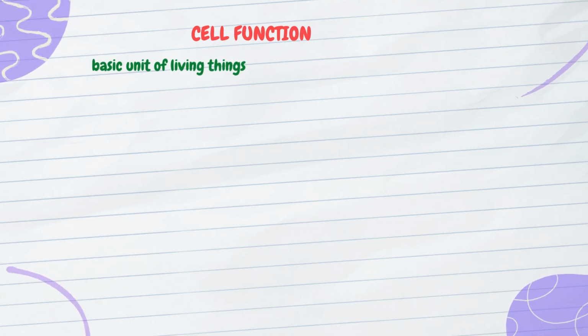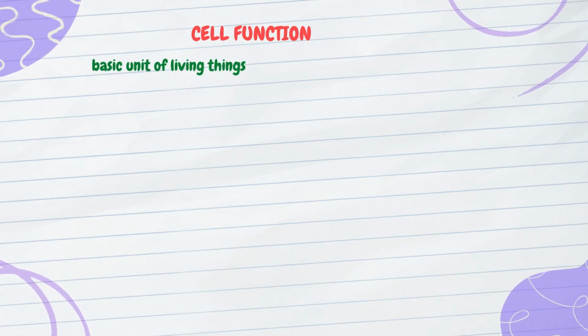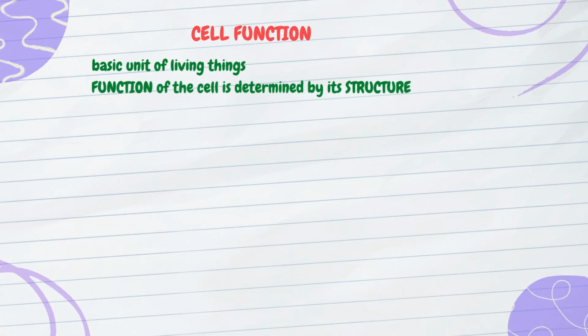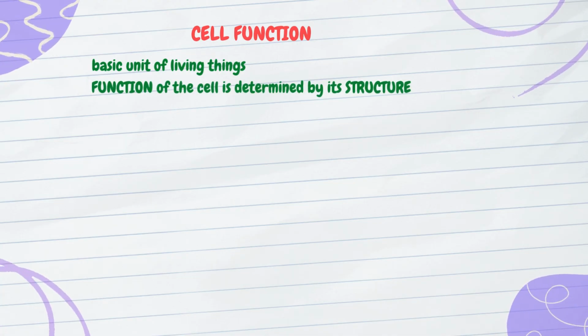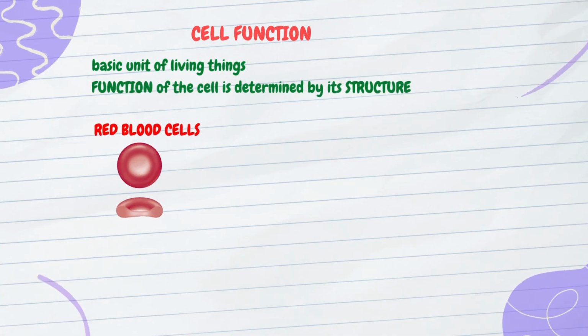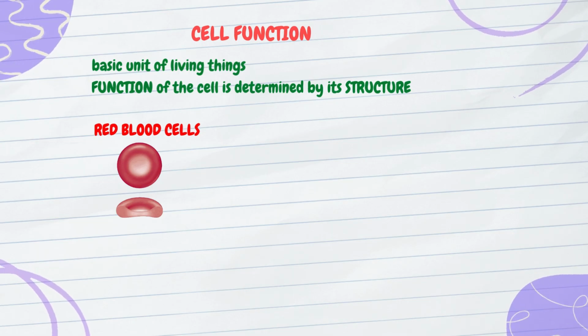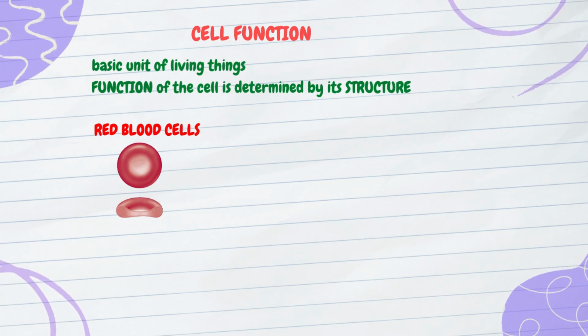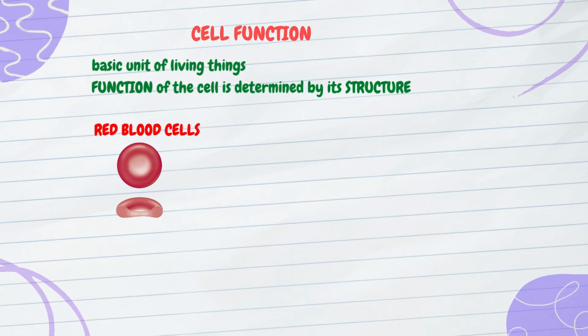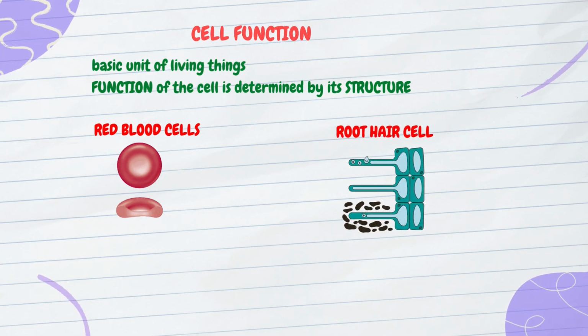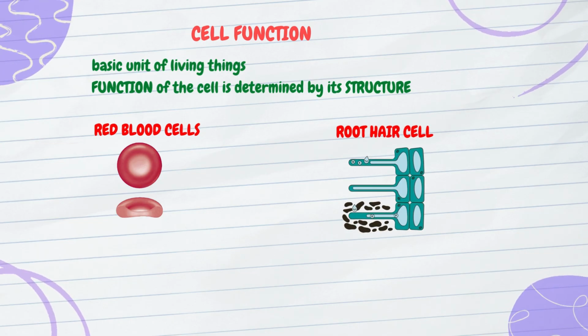To recap, cells are the basic unit of living things. Each cell performs a specific function. The function of the cell is determined by its structure. Red blood cells transport oxygen throughout the body because they have a biconcave shape, have no nucleus, are tiny, and contain hemoglobin.